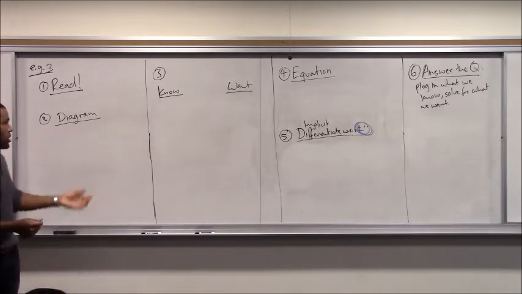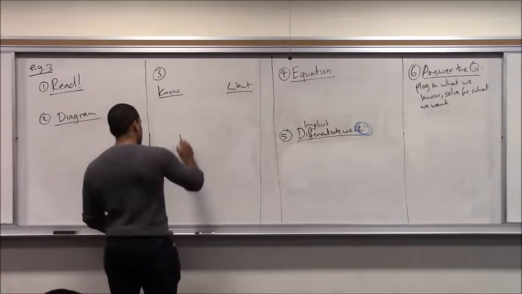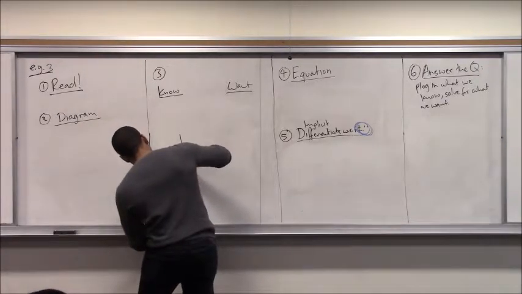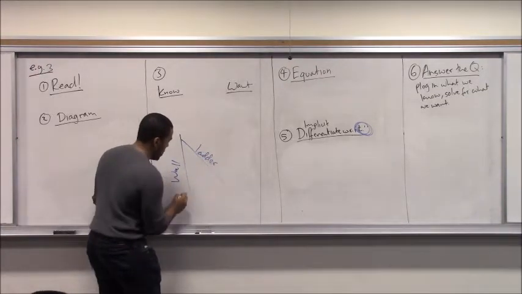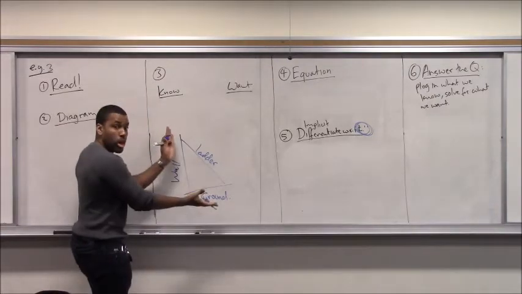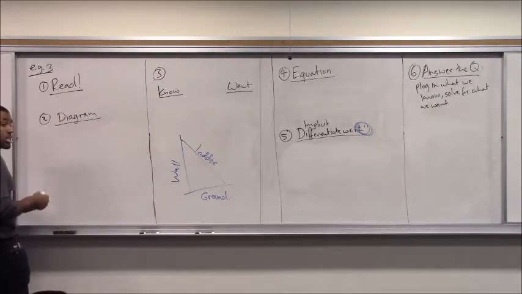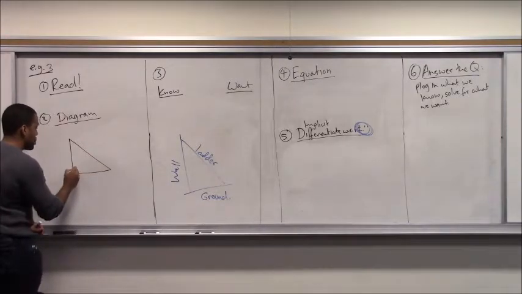The picture, what would the picture be? It's a right triangle. You have a vertical wall, you have a ladder leaning against it, and you have the ground, which is what it's standing on. That's a triangle screaming out at you. So the correct diagram here is a triangle. In fact, it's a right triangle.